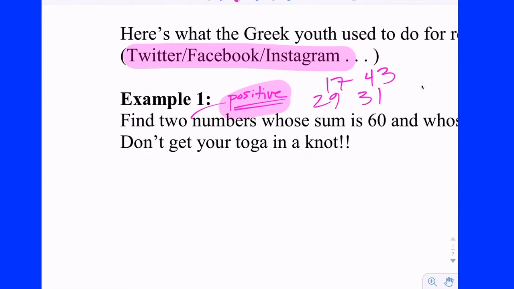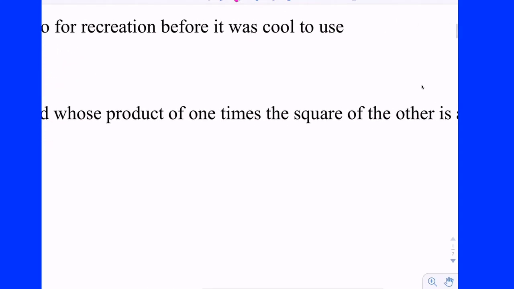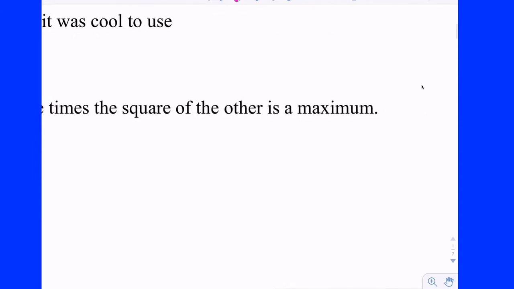Okay, so there's a catch. That would be a really boring competition, right? Maybe for babies and toddlers. But the catch here is we're trying to find two numbers whose sum is 60 such that, here's the kicker, the product of one of those numbers times the square of the other one is a maximum. We want one of them times the other one squared to be as absolutely big as possible.